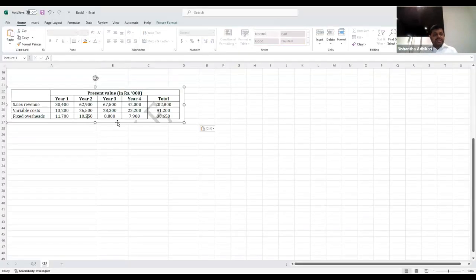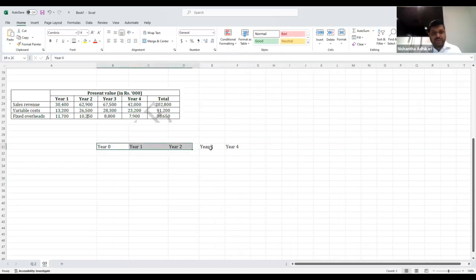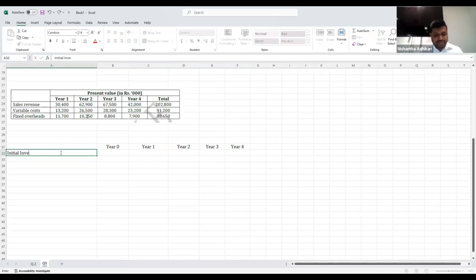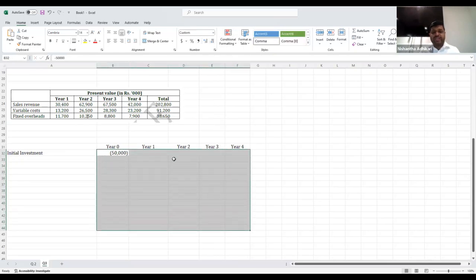Now these are the information we have. I will take year zero, year one, year two, year three, year four. Right, a 4 year project. Figures are given in rupees 1000. Initial investment, 50 million, that is 50,000. You have to make it at the beginning. Quickly work it out while I'm doing it, because it is better if you can practice it.